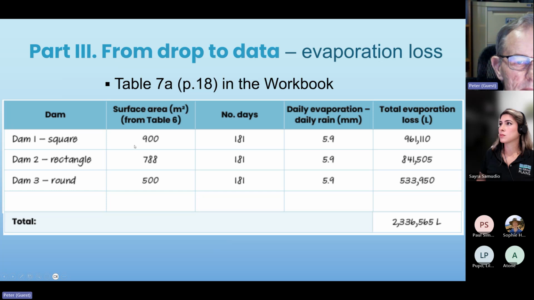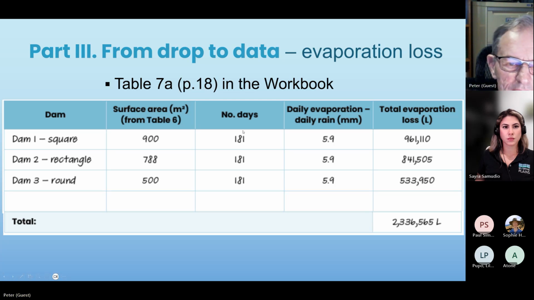Here's our square dam, and it had 900 square metres. We calculated that before. 181 days for October to March. And here's our daily evaporation of 5.9. So we multiply 900 times 181 times 5.9 gives us 961,110 litres of evaporation out of that dam over the 6 months.